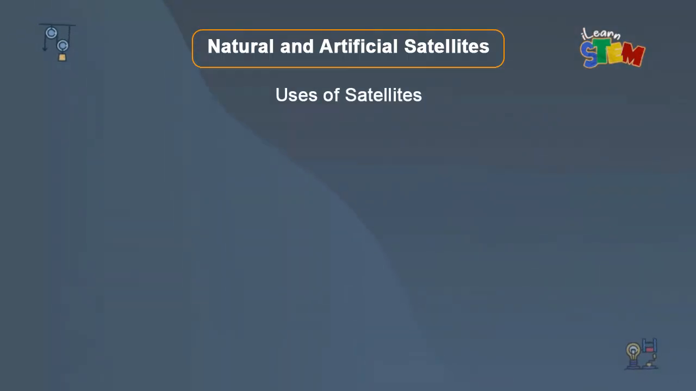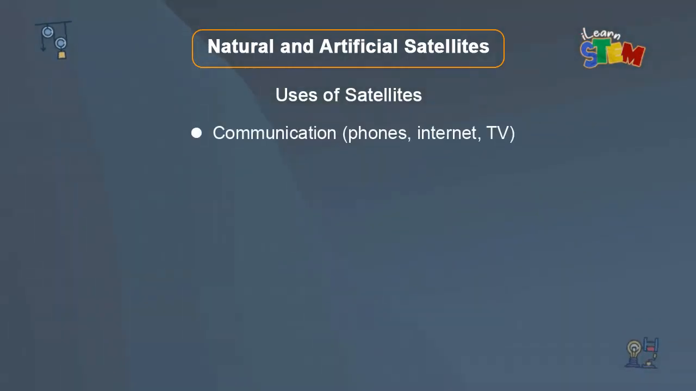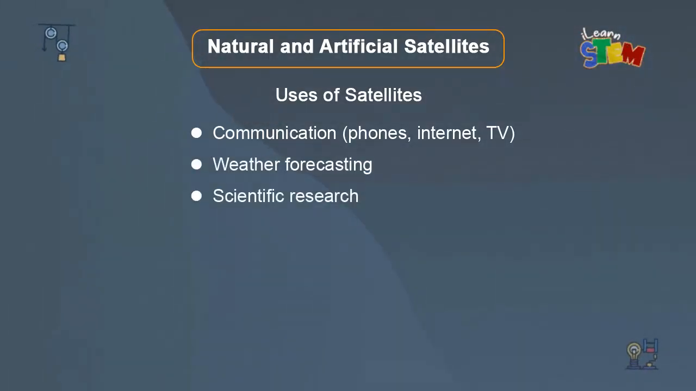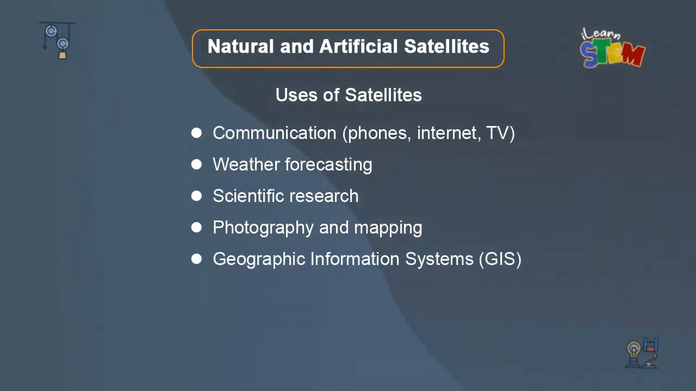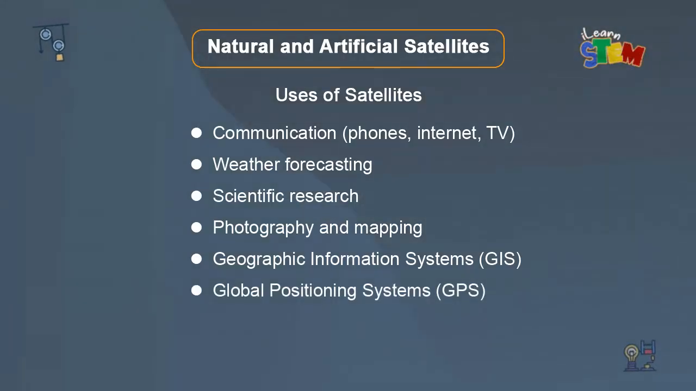Satellites are everywhere in our modern lives. They provide communication for phones and the internet. They help monitor the weather, assist in scientific research, and allow us to map the Earth accurately. With GIS, we analyze land and resources. And thanks to GPS, we can navigate anywhere, from finding a new restaurant to tracking global flights.